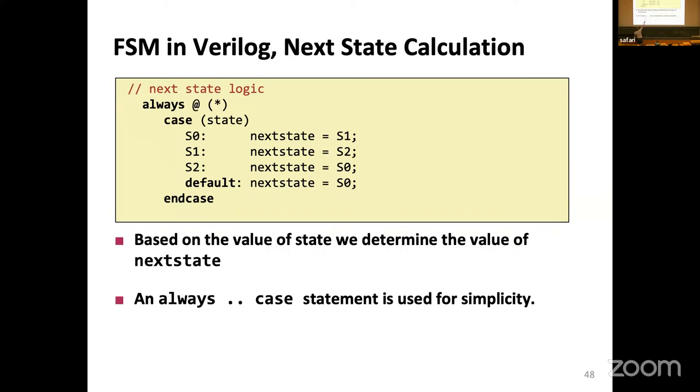Case state S0, next state is S1. If it's S1, next state is S2. If it's S2, next state is S0. And by default, let's assign it to S0. Always have a default, okay? Please.